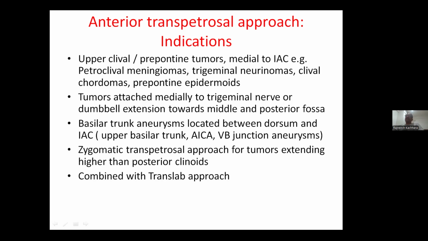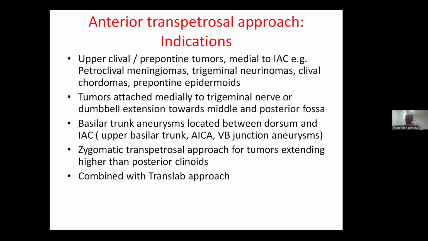Sometimes this approach can be used for aneurysms. These are basilar trunk aneurysms, which are located between the dorsum and the ICA. These are upper basilar trunk aneurysms, or aneurysms in relation to the ICA, or vertebrobasilar junction aneurysms.